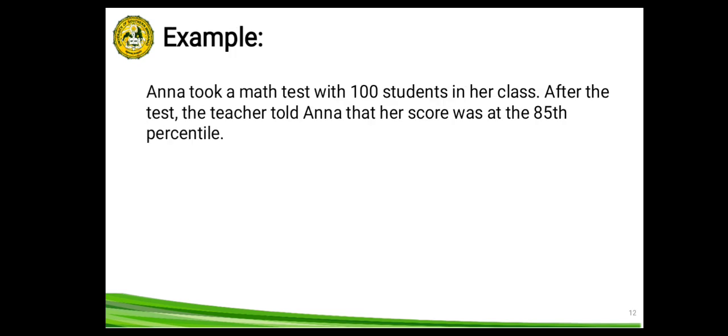I have here an example for percentile score. Anna took a math test with 100 students in her class. After the test, the teacher told Anna that her score was at the 85th percentile. So Anna, who scored in the 85th percentile, means she outperformed 85% of her class peers or her classmates.